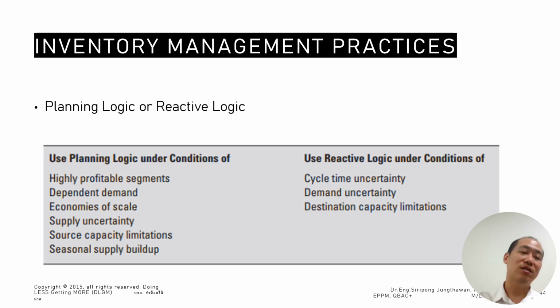And planning logic or reactive logic. Use planning logic to help you understand the conditions of high profit segment, dependent demand, or economies of scale, supply uncertainty, limited source capacity, seasonal supply. So use planning logic to understand these conditions. And sometimes you use reactive logic under conditions of cycle time uncertainty, sometimes demand uncertainty and destination capacity limitation.